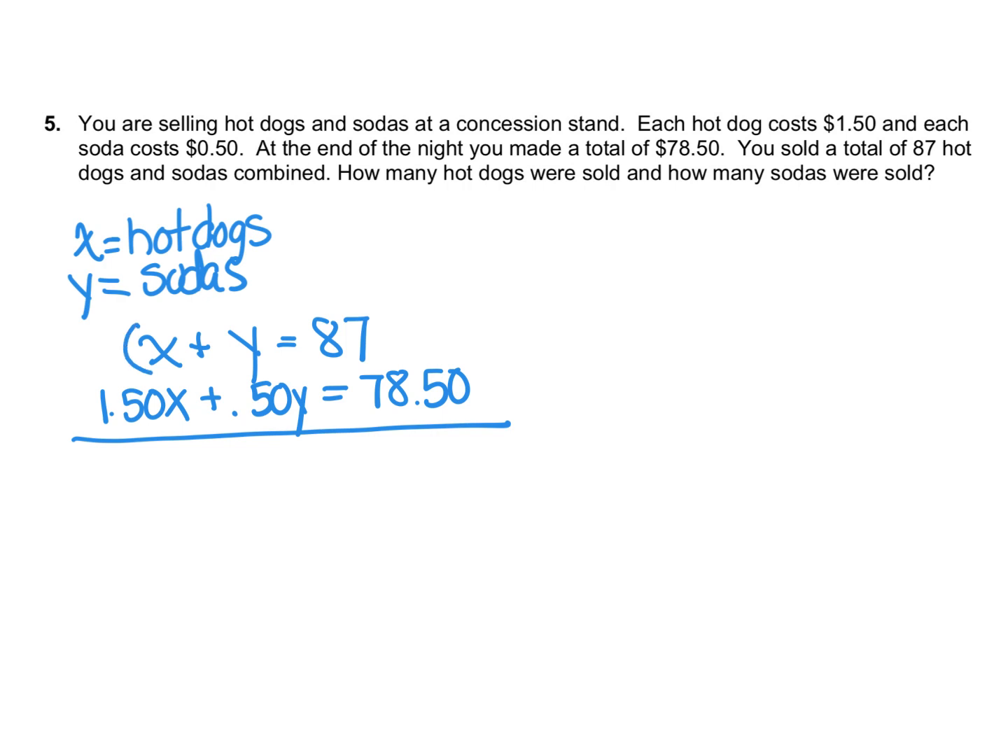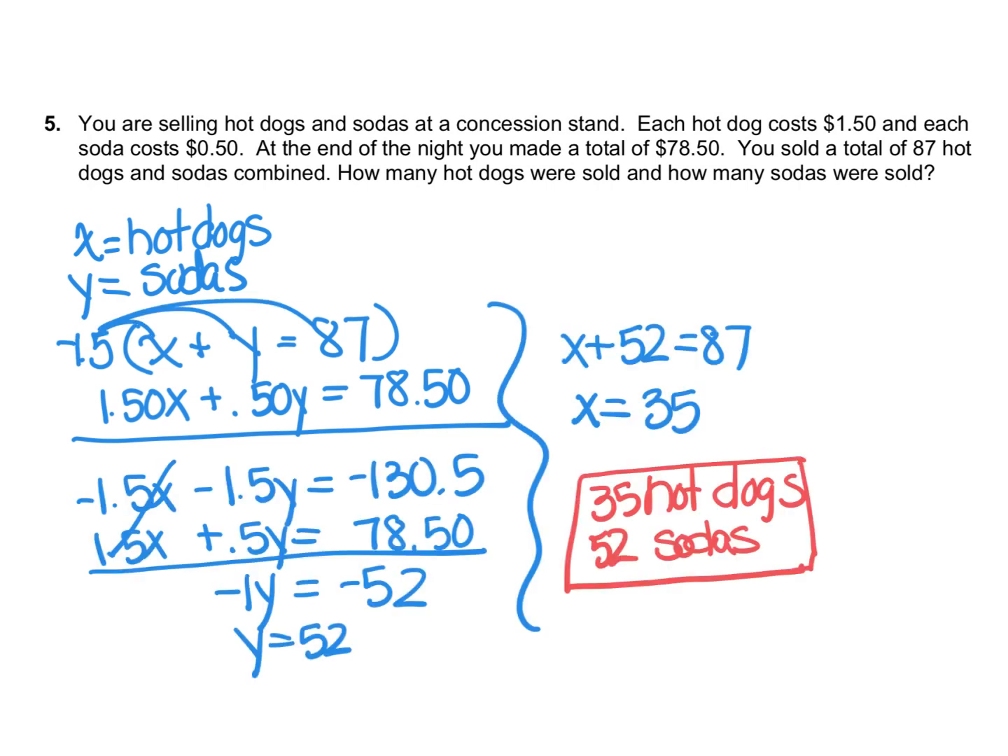All right, so I would start this one then. I'd probably multiply everything by, let's say, 0.5. Oh no, we made a negative so that those y's cancel out. So I'm going to solve this one. You go ahead and solve as well, and then let's come back and see if we get the same answer. And so after solving and then plugging in to solve for the other variable, we should have gotten 35 hot dogs and 52 sodas.